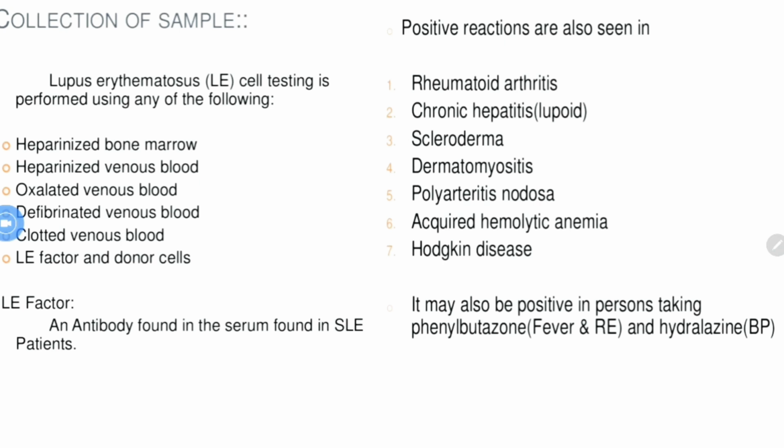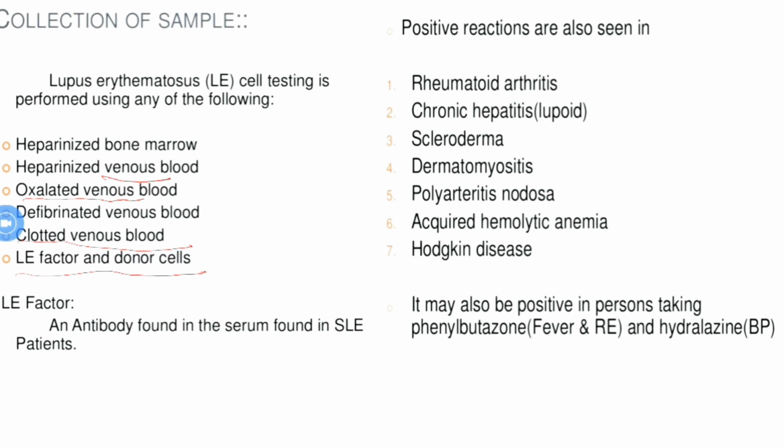Now, the collection of samples. The collection of samples can be done in heparinized bone marrow, heparinized venous blood, oxalated venous blood, defibrinated venous blood, or a clotted venous sample, along with LE factor and donor cells. LE factor is an antibody found in the serum of SLE patients.